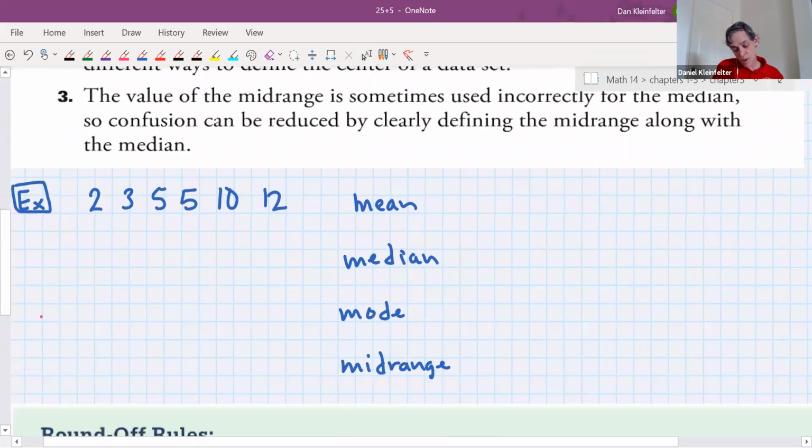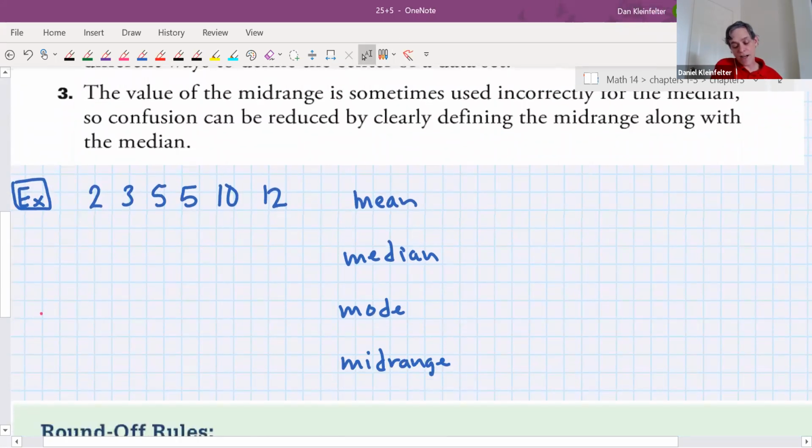Okay, so just to make sure we've got this, we're going to find the mean, median, mode, and mid-range for this data set. So at this point, you want to pause the video and try this on your own, and then we'll see what we get. All right, so let's get started. Let me start with the mean.